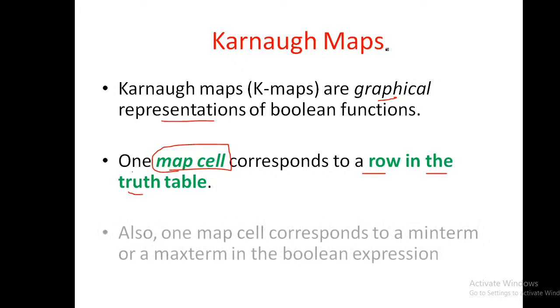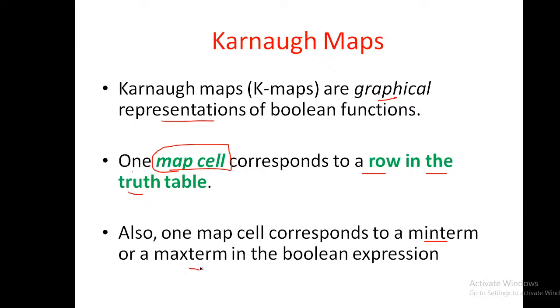Okay, I will be showing you the thing. And also one cell corresponds to a minterm and a maxterm. That's why I cannot come to the KMap directly until I understand the concept of minterm and maxterm. If a non-standard form of a function is given, I cannot put it in the KMap, right? So I need to convert it into standard canonical form, then I can put that in the KMap.